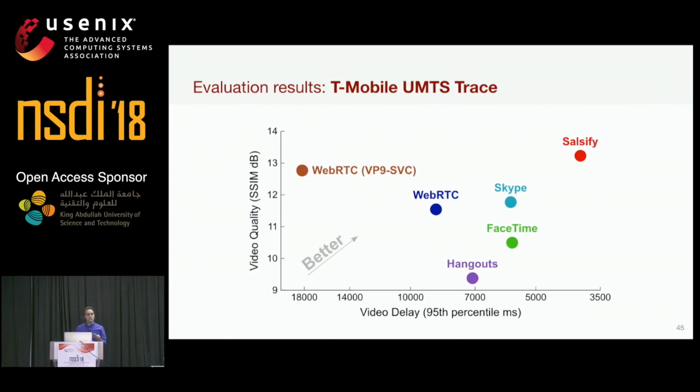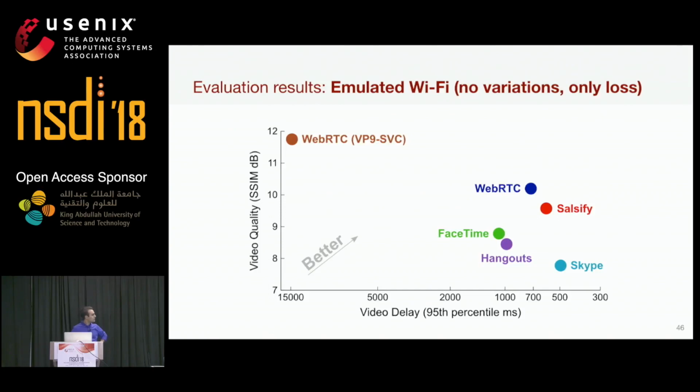And also, we wanted to see how would Salsify work on a network with no variability, a network that is not variable. And these are the results on an emulated Wi-Fi where the network capacity is fixed, but it only has occasional packet loss.